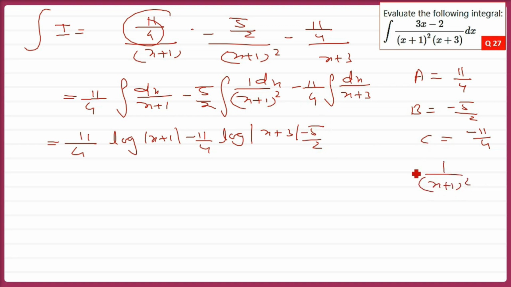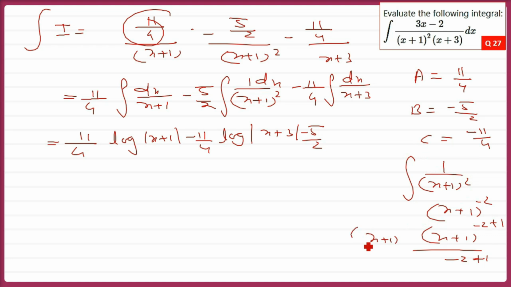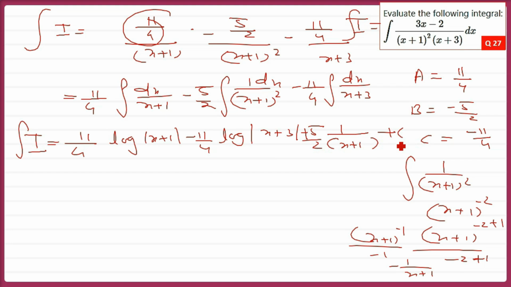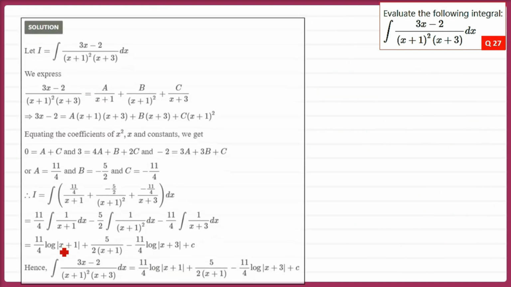But the integration of 1 by x plus 1 whole square is negative 1 by x plus 1. How will it come? See, x plus 1 whole square goes up, negative 2. The integration of x to the power n is x to the power n plus 1 divided by n plus 1. So you'll get x plus 1 to the power negative 1 divided by negative 1. So minus 1 by x plus 1 will come. So make it positive, because negative 5 by 2 times negative 1 by x plus 1 will come. 5 by 2 remains here, 1 by x plus 1. So this is your final result. This is the integral final result. Alright. Add a constant of integration also.